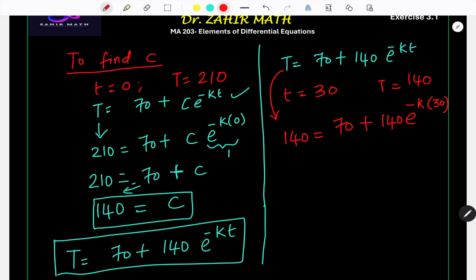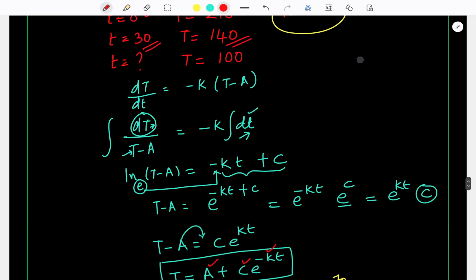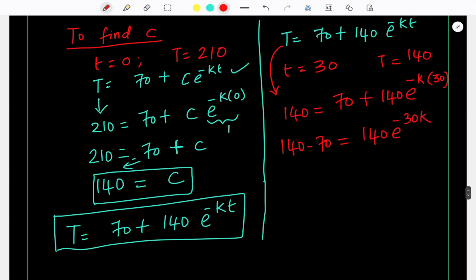Again, it's a big equation. So 140 minus 70, let me bring this to this side. 140 minus 70 equals 140 e power minus 30k. Capital T is 140 and t is 30 minutes. Let me check again. Yes, capital T is 140. So 140 minus 70 is 70 equals 140 e power minus 30k.